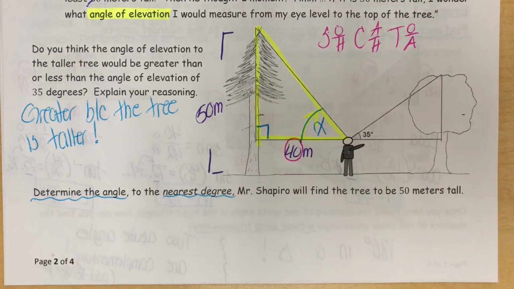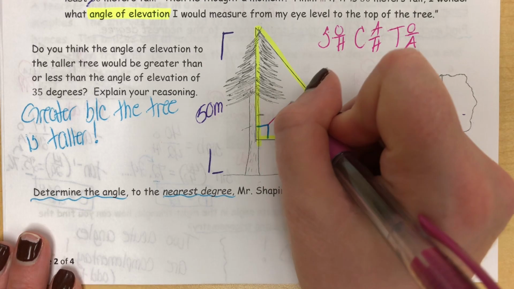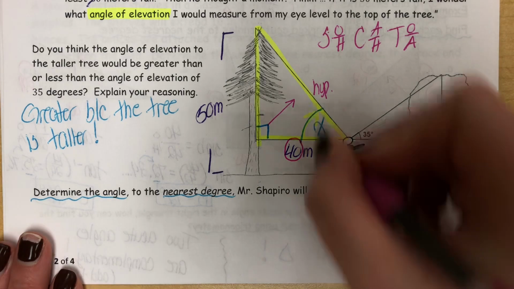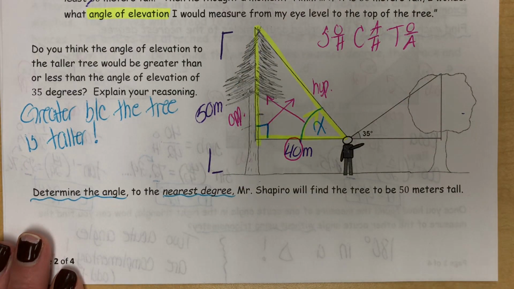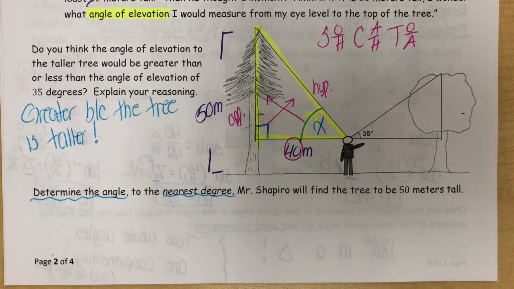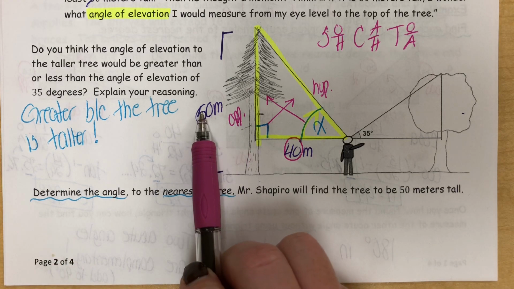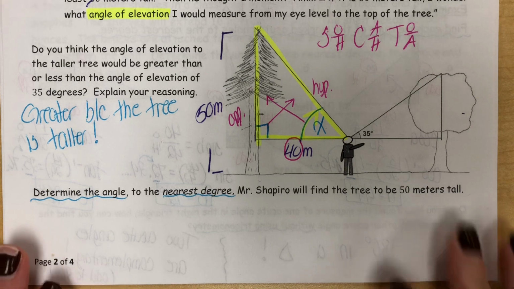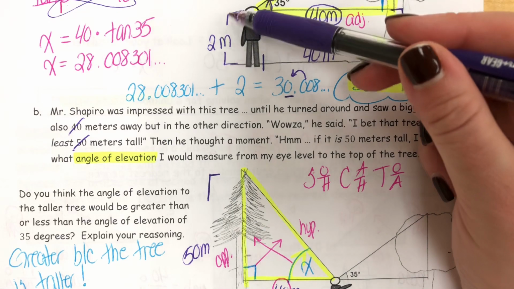40, I'm going to circle, and now I have to decide, should I be using the hypotenuse, which is right across from that 90-degree angle, or should I be using the opposite side, which is right across from that reference angle, that angle X? Well, this becomes a little bit tricky because a lot of you are probably thinking, yeah, I'm going to use the opposite side because the opposite side is 50. Is it 50? Let's think back to the question from before. How tall was Mr. Shapiro? Yeah, he was 2 meters tall.